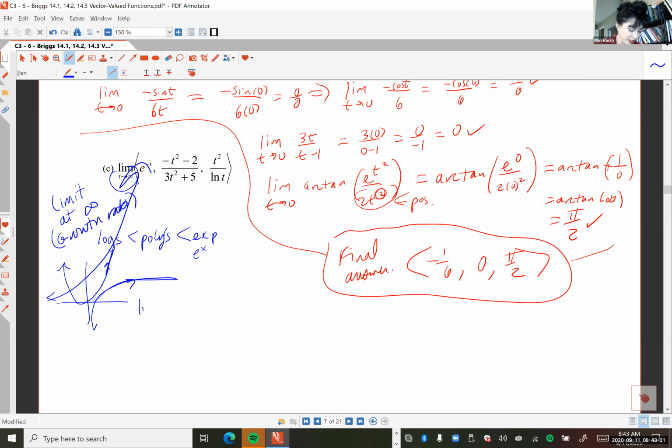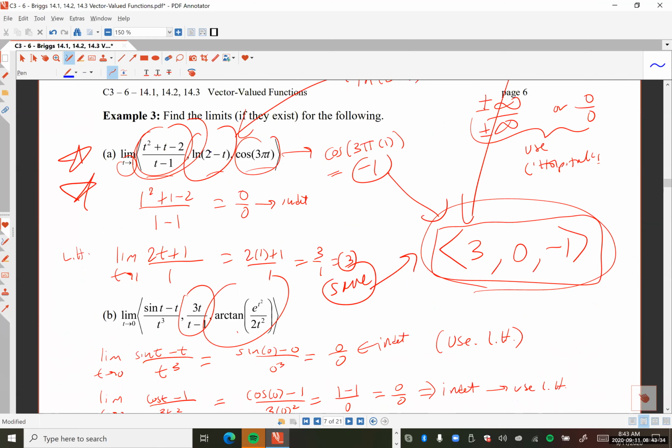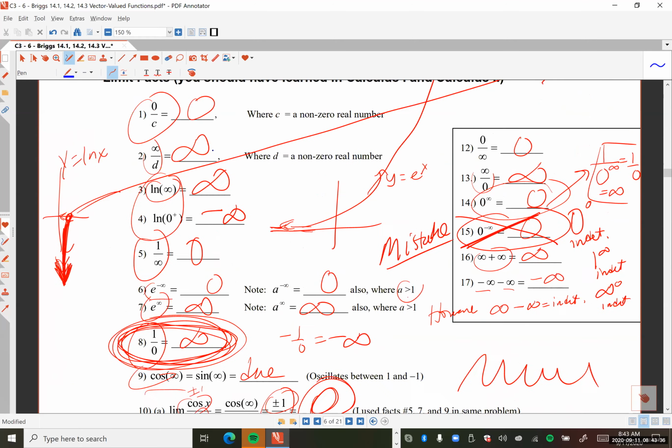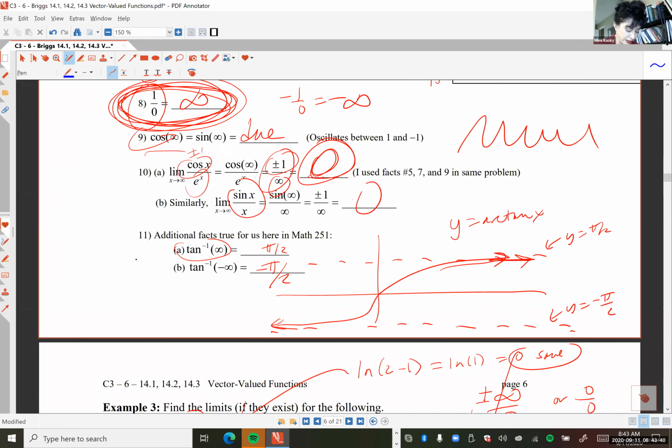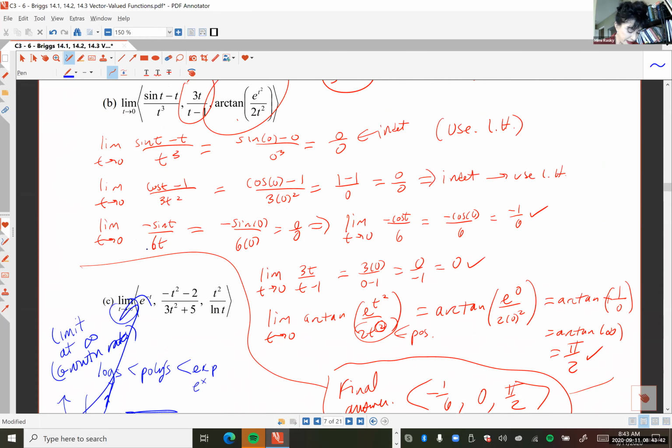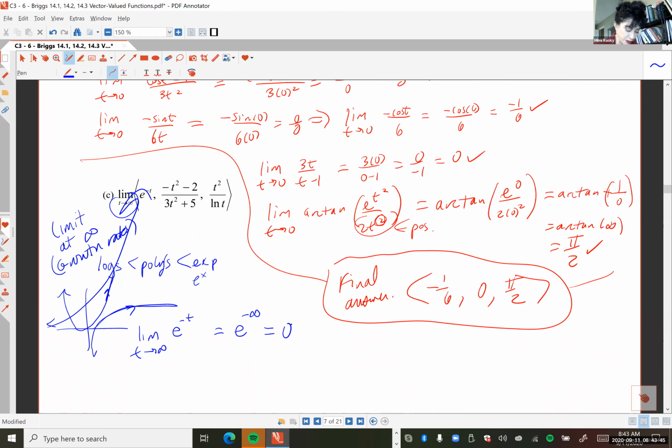Okay, so what is the limit as t goes to infinity of e to the negative t? If you use your direct substitution and then go to your limit facts, what does e to the negative infinity go to? Well, look at your limit facts. 0. Yeah, that was one of the facts that I gave you. Boom, 0. So the first component, the limit exists, it goes to 0, and we're done with that one.